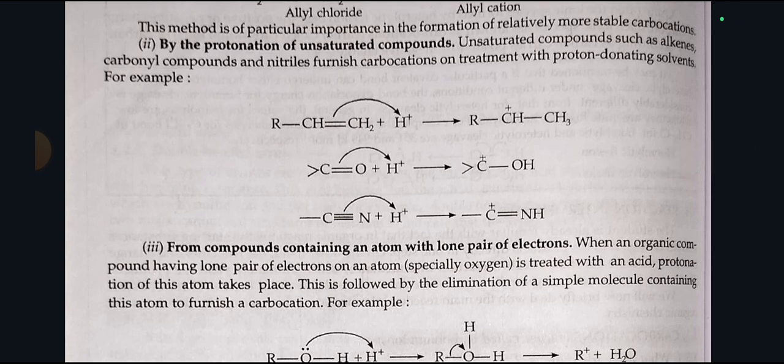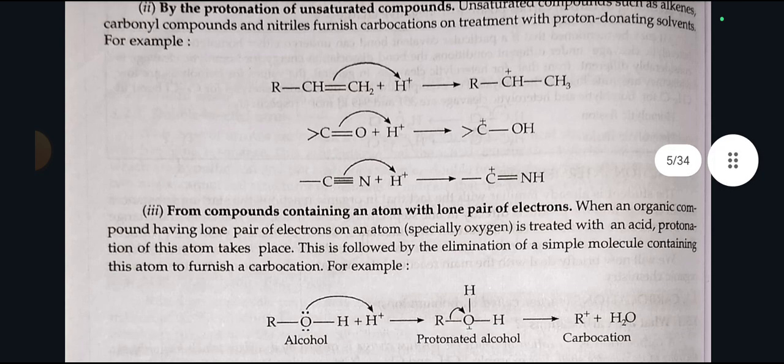Second, by the protonation of unsaturated compounds. Unsaturated compounds such as alkenes, carbonyl compounds, and nitriles furnish carbocations on treatment with proton-donating solvents. For example, RCH=CH2 plus H positive gives RCH positive-CH3. C=O plus H positive gives C positive-OH. C≡N plus H positive gives C positive=NH.